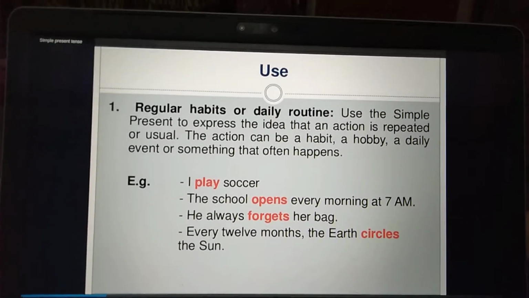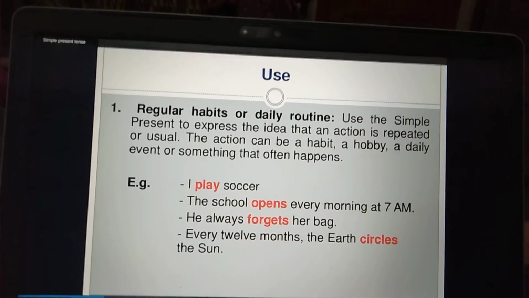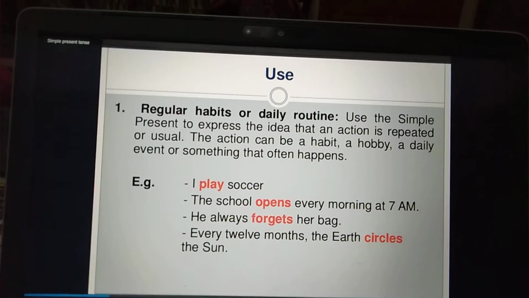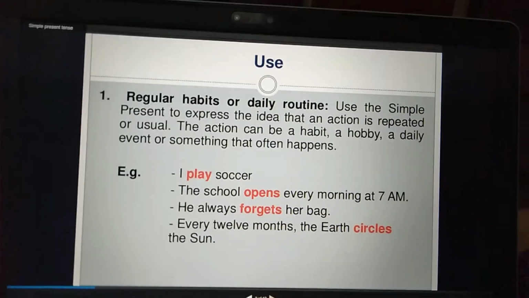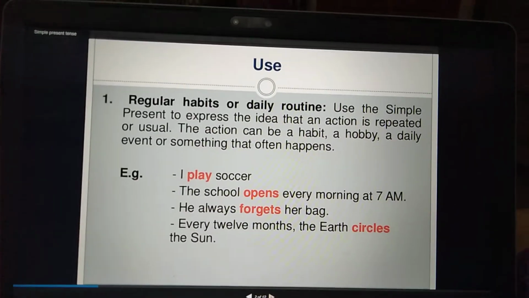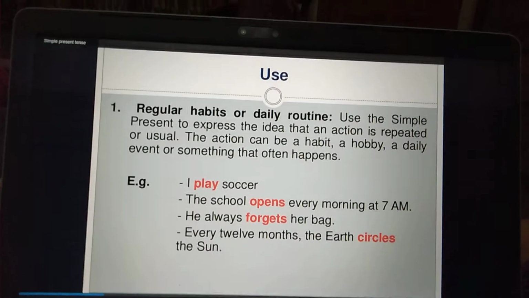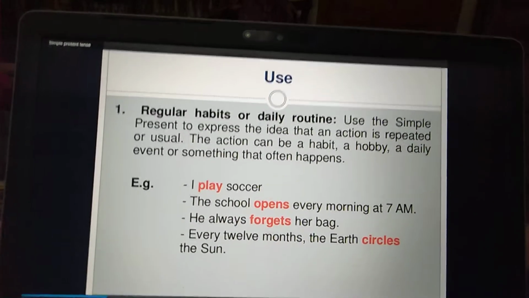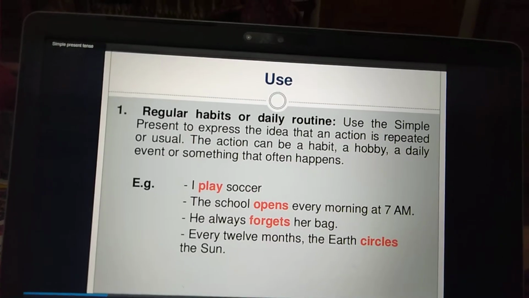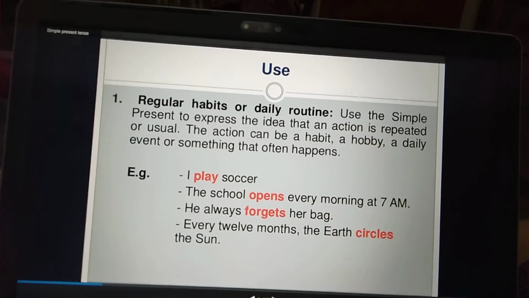Clear? Now look at the second example: the school opens every morning at 7 a.m. This is an action which is repeated every day. Clear? Every day the school timing is 7 a.m., so every day the school is going to open at 7 a.m. Clear? And see, this is his habit. Third sentence: he always forgets her bag. So this is his habit, that he always forgets her bag.